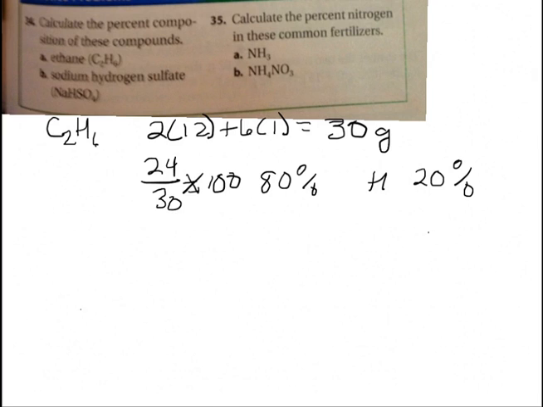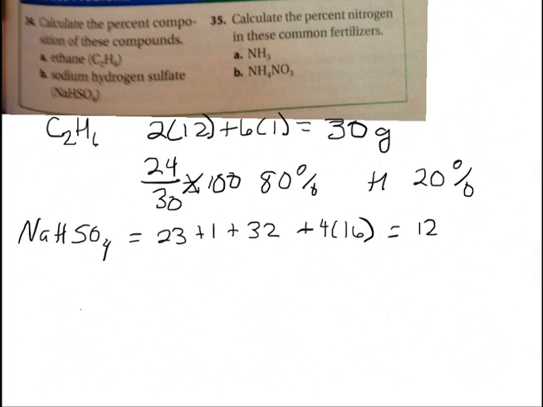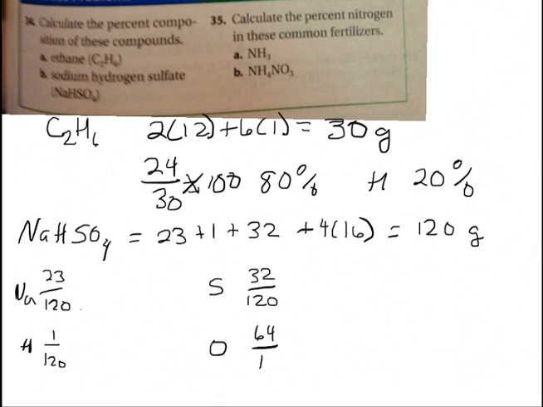Okay, so let's do B, and B is sodium hydrogen sulfate. So we add all that up. We get 23 plus 1 for hydrogen plus 32 for sulfur, 4 oxygens. That adds up to be 120 grams. And then if we want to figure out each individual one, sodium would be 23 over 120. For hydrogen would be 1 over 120. For sulfur, it would be 32 over 120. And for oxygen, it would be 4 times 16, or 64 over 120. All of these are times 100 to get percents.